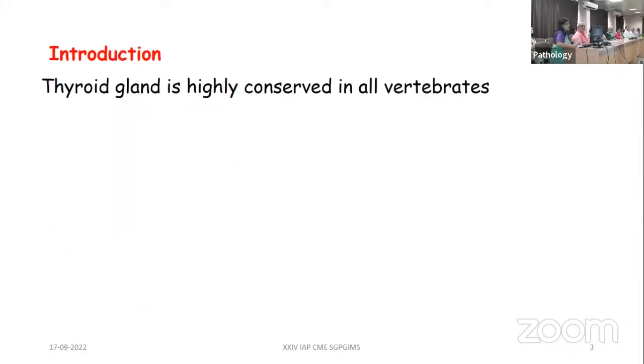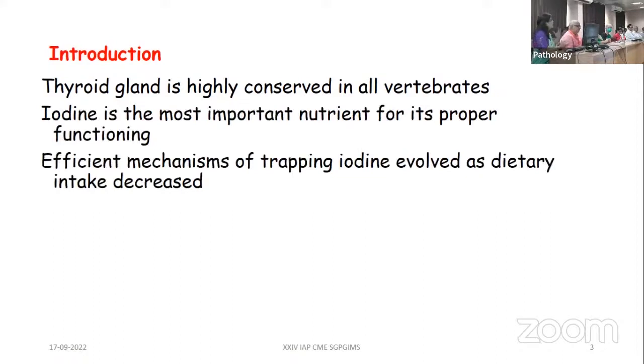So just a few words about thyroid physiology. We know that the thyroid gland is highly conserved in all vertebrates because thyroid hormone is required for all kinds of cell activities, be it multiplication, growth, maturation, development, as well as meeting all kinds of energy requirements. To begin with, in the development of the animal kingdom, earlier we were waterborne animals where iodine was freely and abundantly available. But over the years, when we became terrestrial animals, we required systems to concentrate iodine.